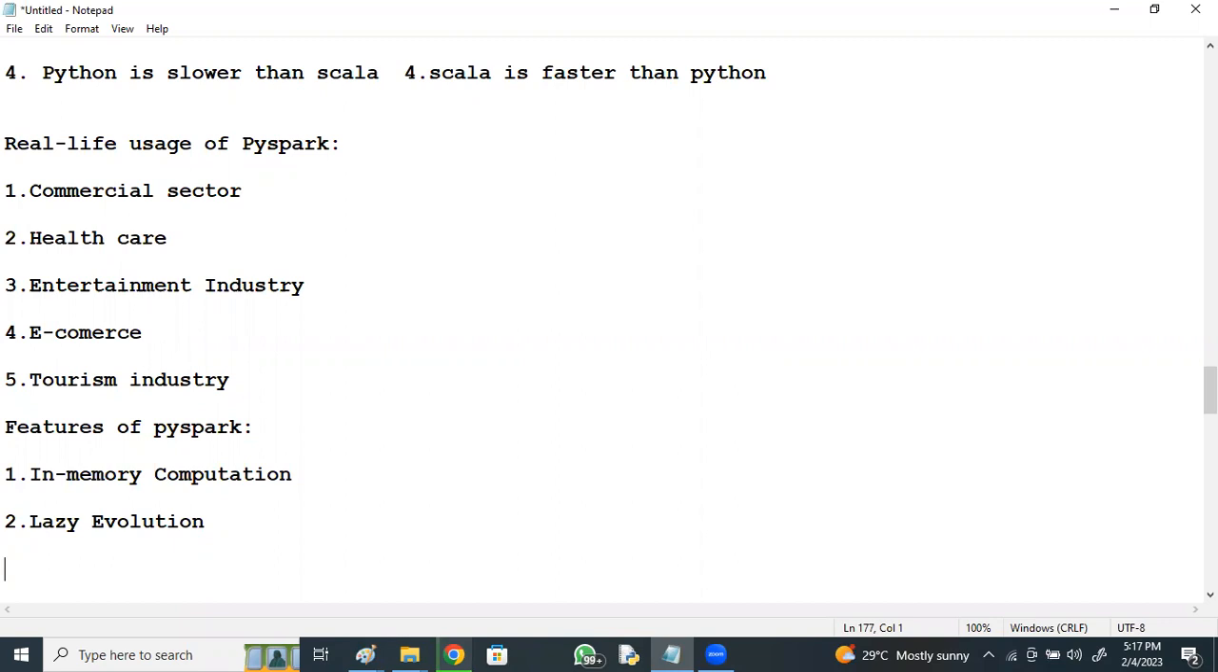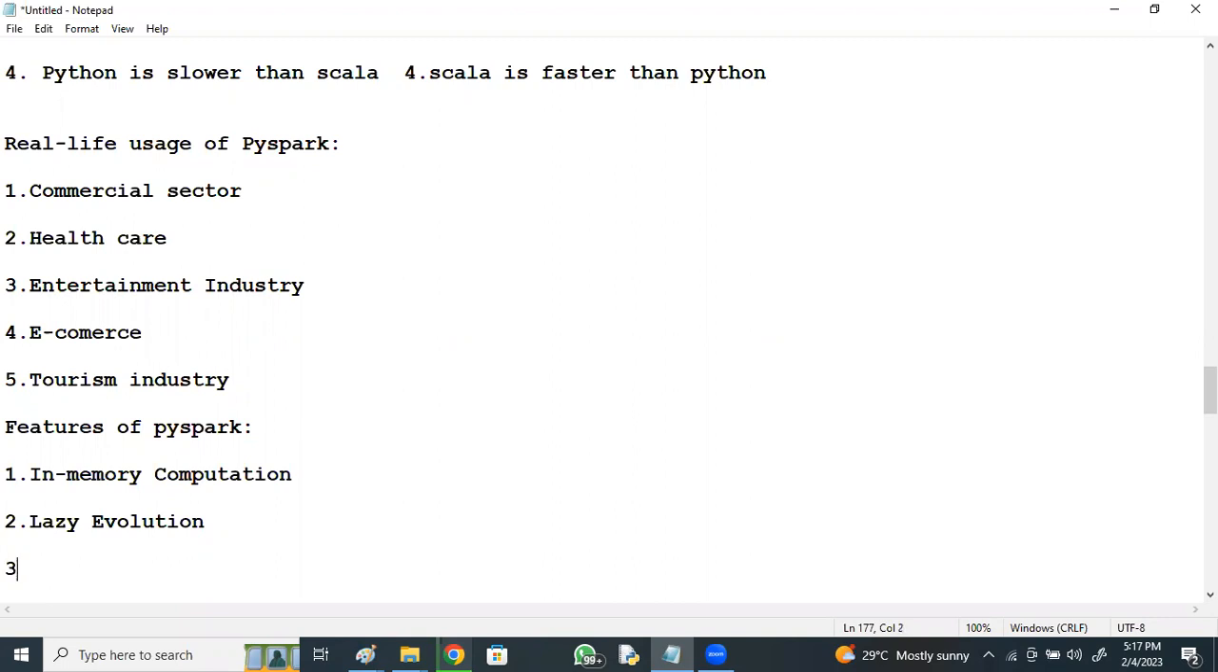Just like, for example, if you are writing notes daily, you are learning and updating with the technology, but it doesn't mean you will be reading the notes daily. When the exam comes, only then do you read them. That is lazy evaluation. Eager evaluation means reading daily, without an exam. Here also the data flows get executed only when you perform an action.